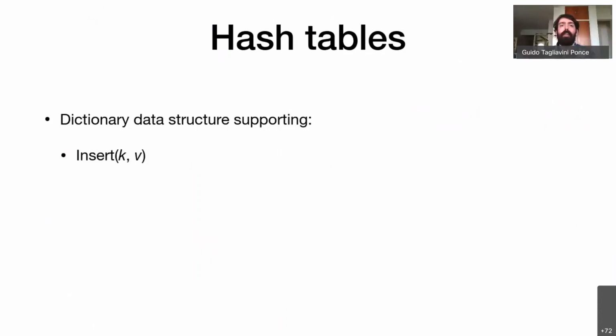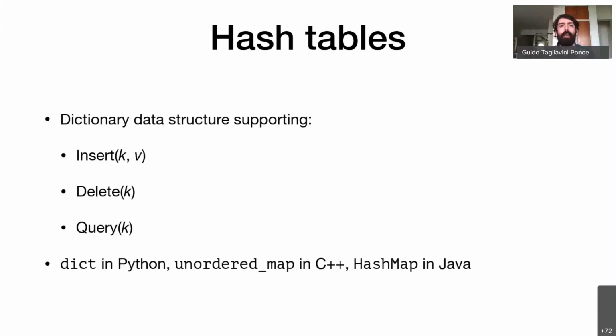So first of all, what is a hash table? A hash table is just a dictionary data structure supporting 3 operations. You can insert a key associated to a value. You can delete a key and therefore its corresponding value. And you can also query a key and that will return you its value. Chances are all of you have already used hash tables at some point in your life because all popular programming languages have built-in implementations of hash tables.